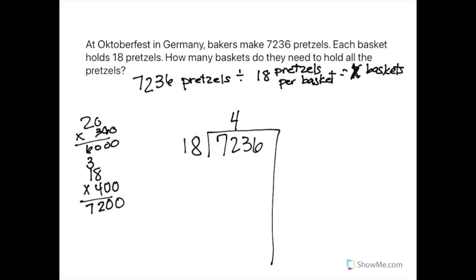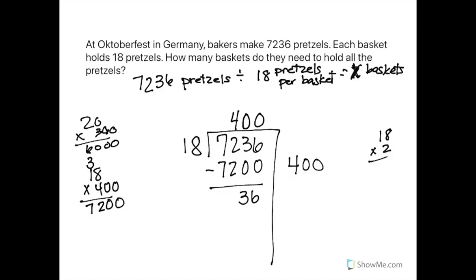So I have 400 right here, and I am going to subtract. And guess what? I have 36 left. Now remember, you can always write it off to the side if that's better for you. So now I got to figure out how many times 18 goes into 36. I know 18 times 1 is 18. 18 times 2, let's see, 8 times 2 is 16. Carry the 1 is 36. So I'm going to add that up there or off to the side, whatever way you prefer.